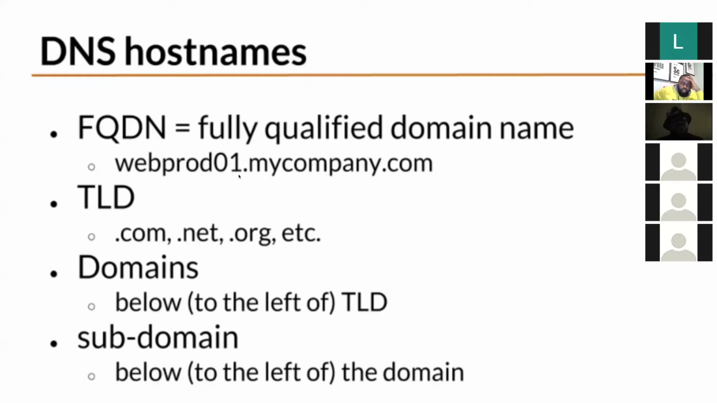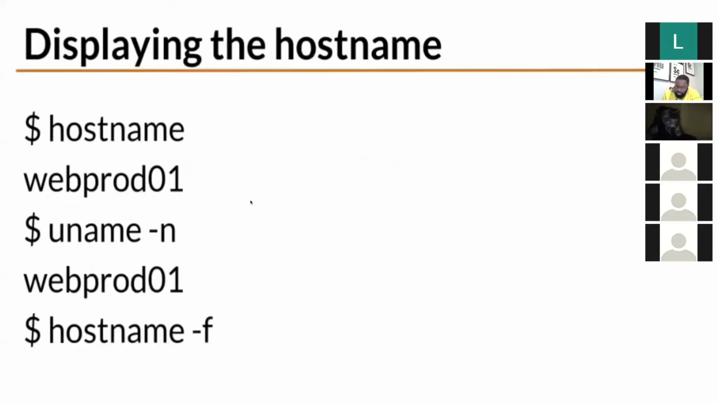So just keep in mind what the fully qualified domain name is and what the domain is, because as a DevOps engineer, you have to understand those domain names since sometimes you'll be managing them. And I'll show you how to manage them on Route 53 when we start doing AWS.